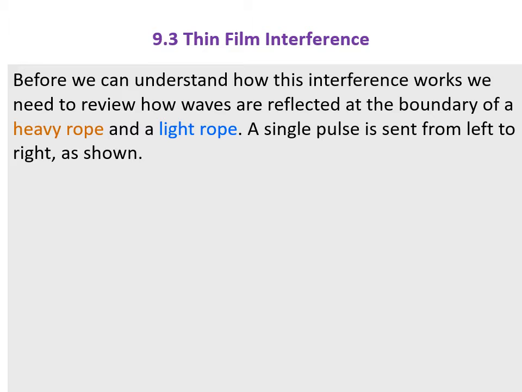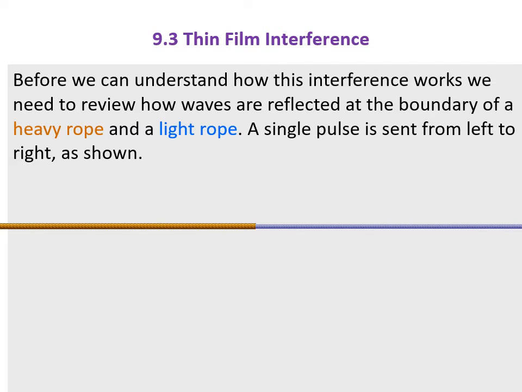So we're going to use a heavy rope, which is really dense, and then a light rope. If we have a rope, part of it is a heavy, thick, dense medium on the left side, and a light, less dense medium on the right, and you send a pulse down this rope. Where the medium changes, part of the wave gets transmitted into the light rope, but part of it gets reflected back, as shown.